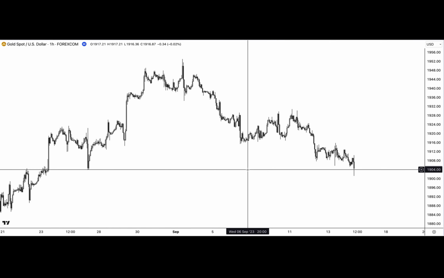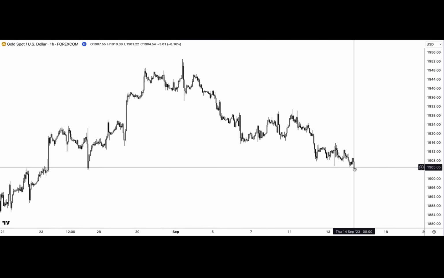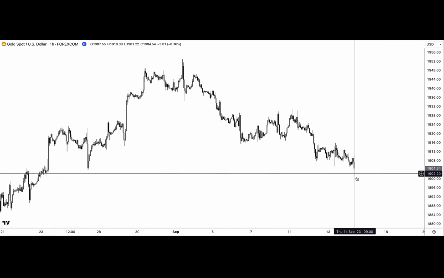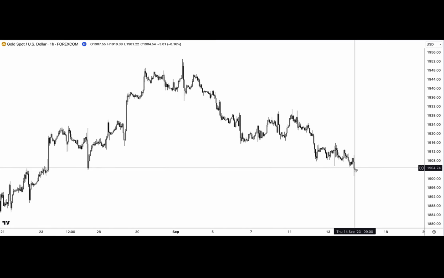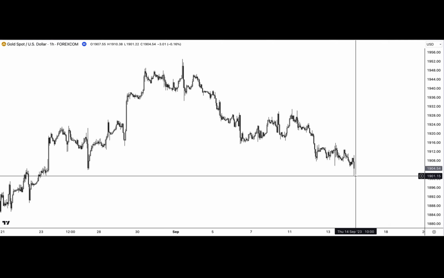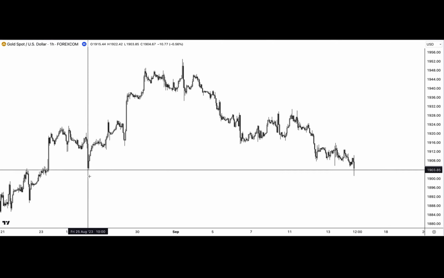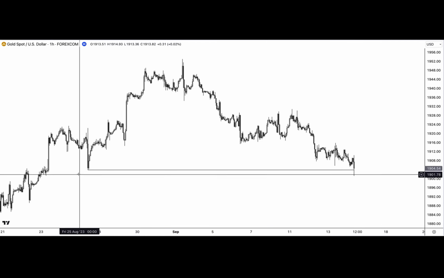Starting off here on the hourly time frame. Okay, so I've used the rewind tool a little bit too. So basically at New York Open right now, we had news get announced and we had a big sell off to the downside, taking out this low to the left.